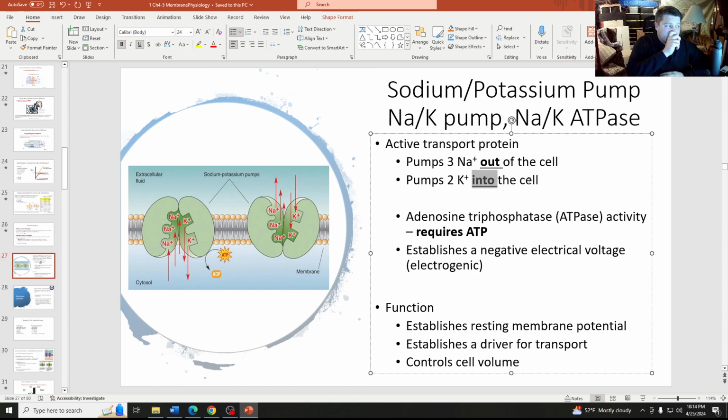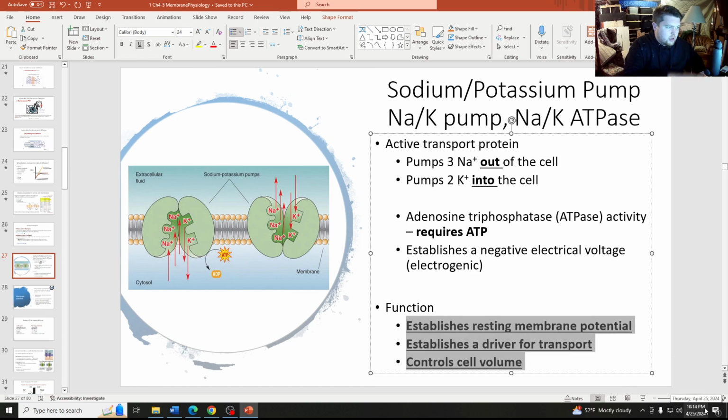And that is the main thing. It's not super complicated, but those are the key points that I want you to remember with the sodium-potassium pump. So the function, these are the three functions. It establishes that resting membrane potential. I promise you this is a question. The purpose of the sodium-potassium ATPase is it establishes the resting membrane potential.